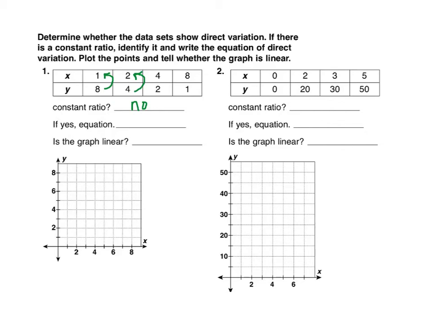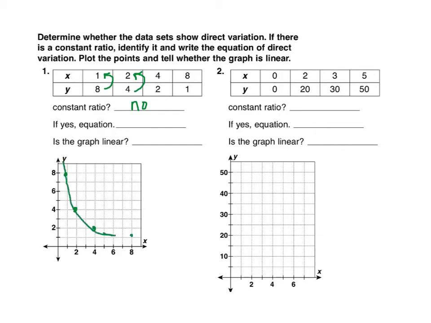Is the graph linear? Well, let's take a second to graph it. 1, 8 would be here. 4, 2 would be here. 2, 4 is there. And 8, 1 is here. And that is definitely not a linear graph.